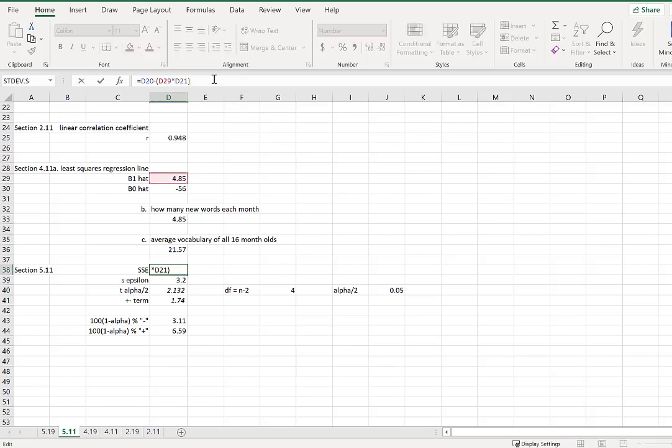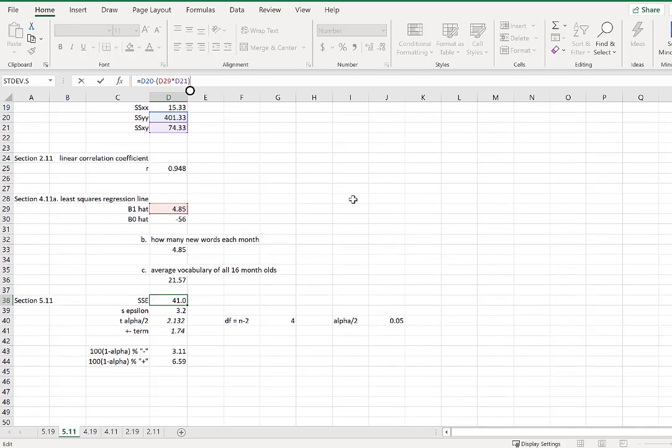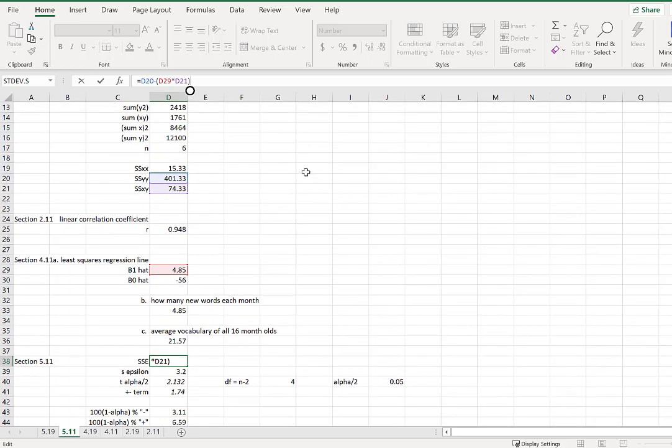So let's look here. Let's see if I got this in right. The first term was the sum of squares of the y's, which was blue, up here in D20, minus the quantity, our beta 1 hat, the value in our regression line. That's here, beta 1 hat, the red, in D29. That times our sum of the squares of the XY, which goes up here in the purple, the D21. I closed that because those are multiplied and subtracted from that one.